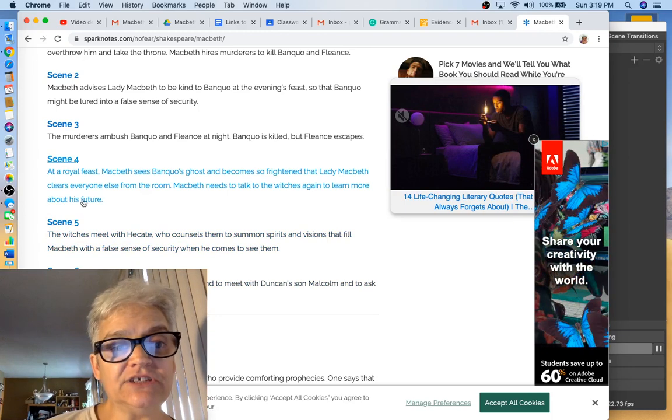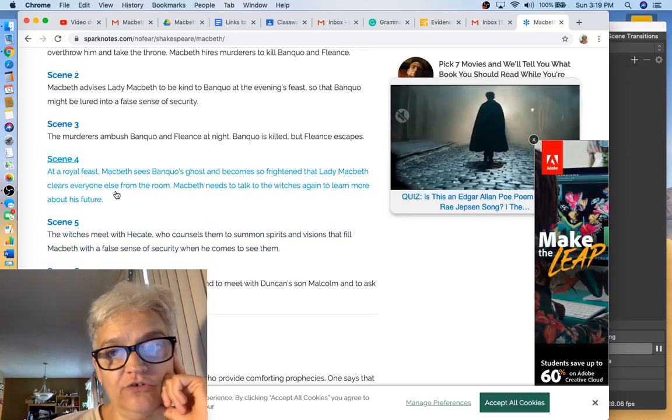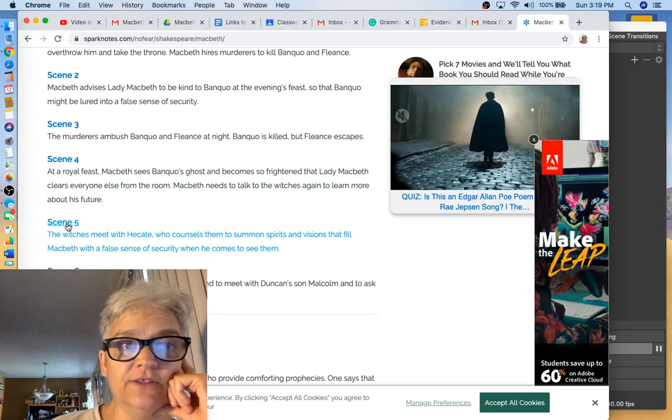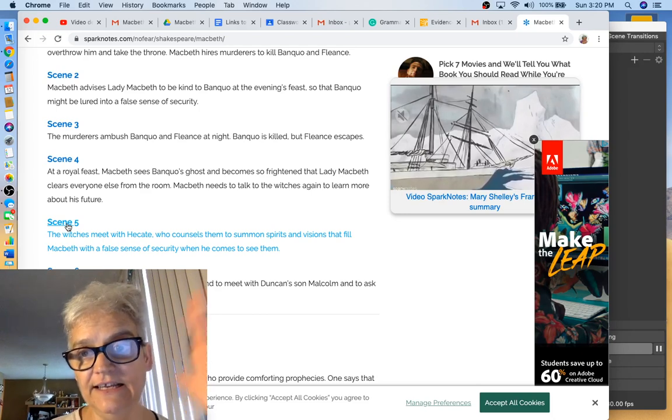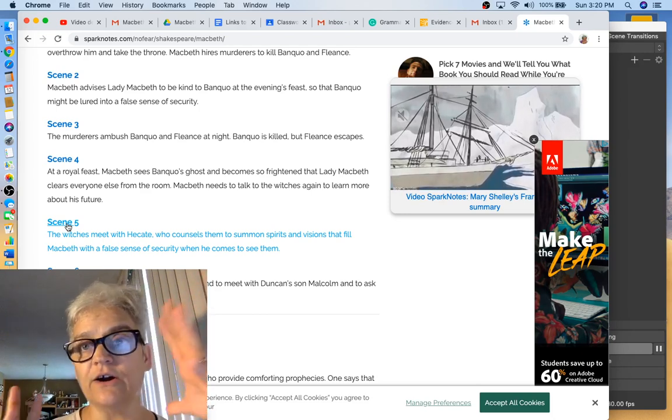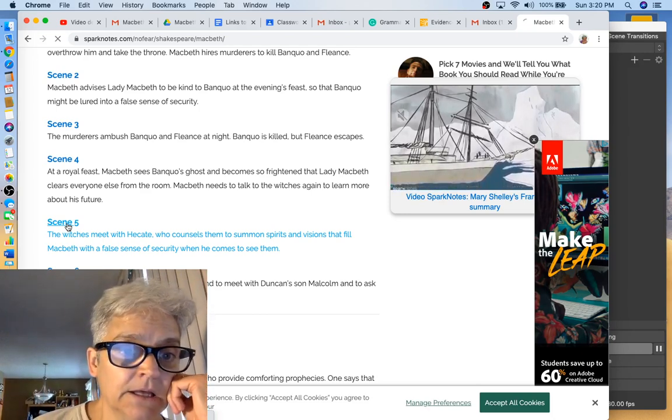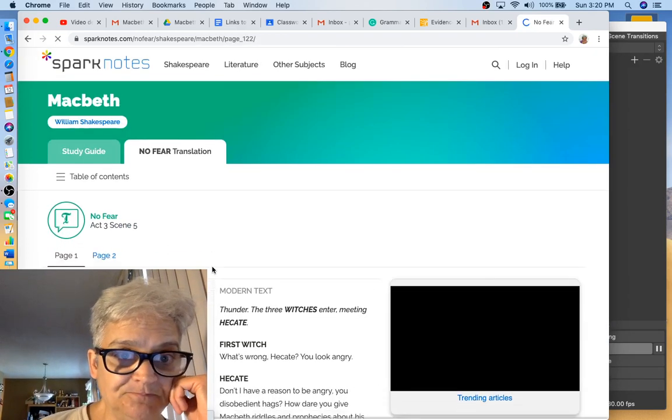Now, we left scene 4. At the end of scene 4, Macbeth told his wife that he was going to find the witches and learn from them the worst. By the worst, he means the worst. He needs to know more, period, and they are going to tell him. So this is that scene.